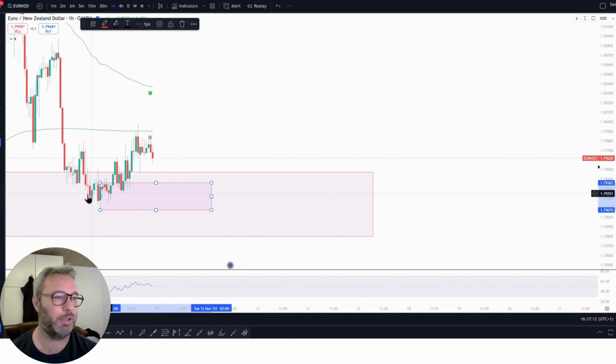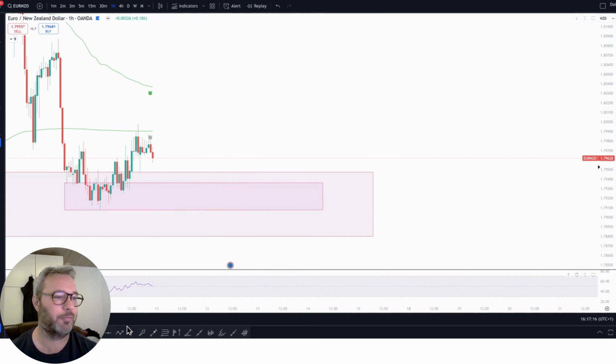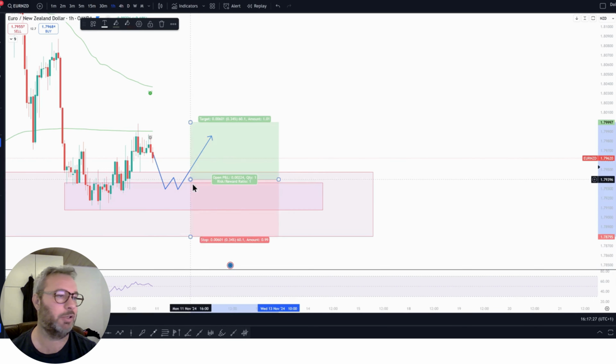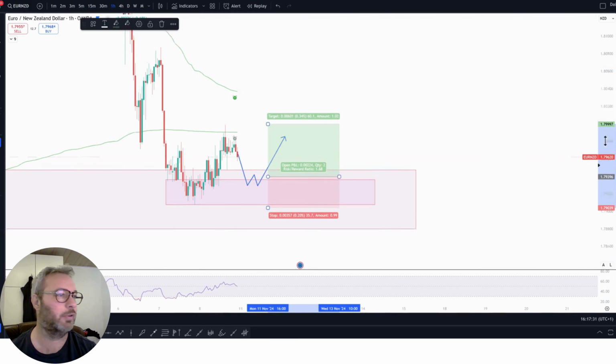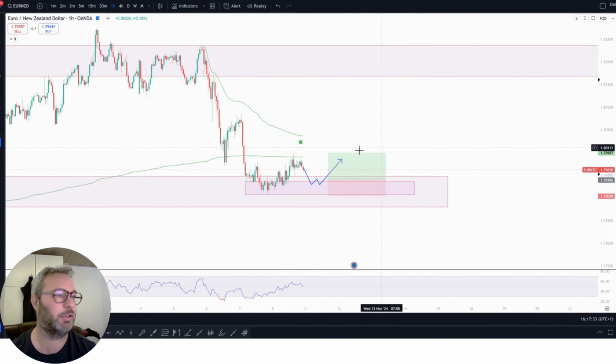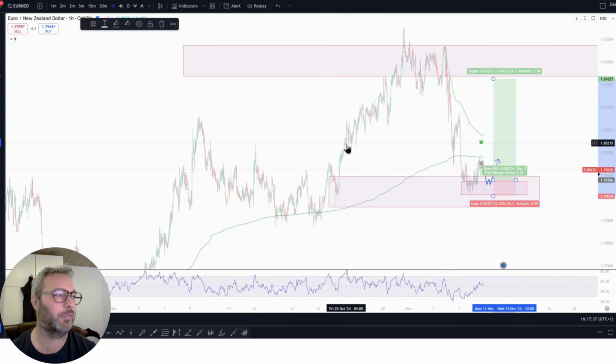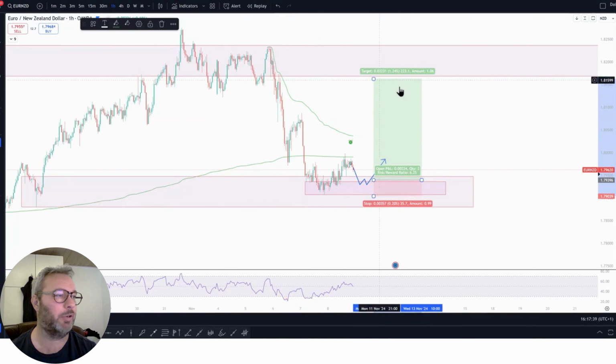See a good pullback. So we're down here, then back up. Then I want to take advantage of the reactions down here. Something like that. And all the way up in a rotation.